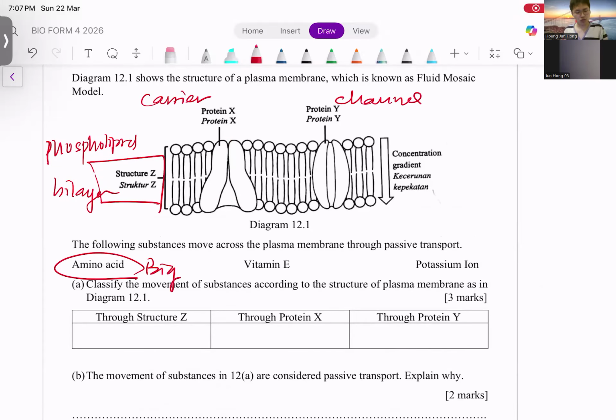If it's very big, you should pass through carrier protein. Remember, if it's very big, you should pass through carrier protein. Vitamin E, remember, ADEK is very fat. So A, D, E, K are all fat. Yes, vitamin E should be under lipid soluble. If it's lipid soluble, you should go to the phospholipid bilayer.